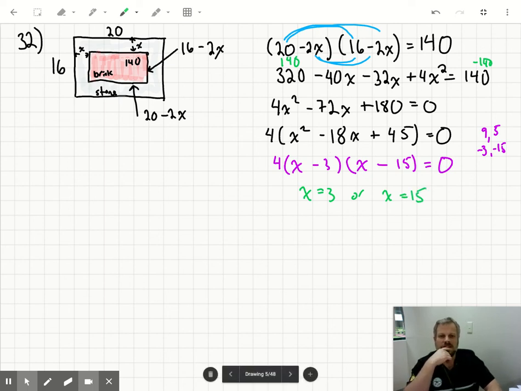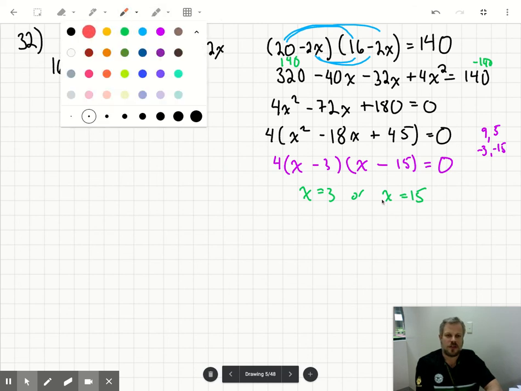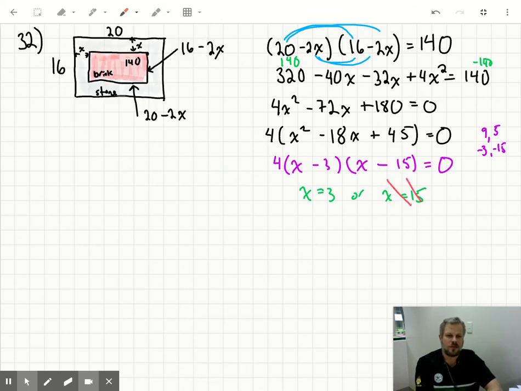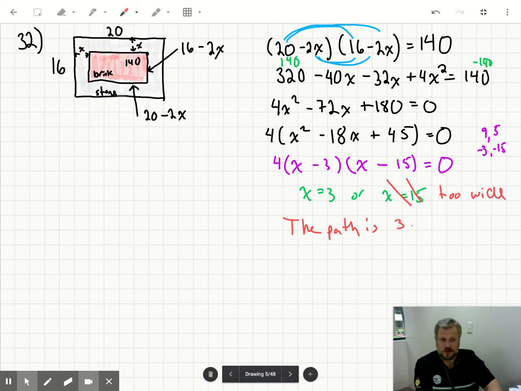Let's just see if we need to rule any of those out. Could we have a path that's 15 wide? If that was 15 wide, then it would overlap the whole thing. It would be wider than the whole courtyard. So we have to rule that out. So we're going to cross that out. Forget that, right? Because it's too wide. So the path is 3. What are the units? Feet wide.